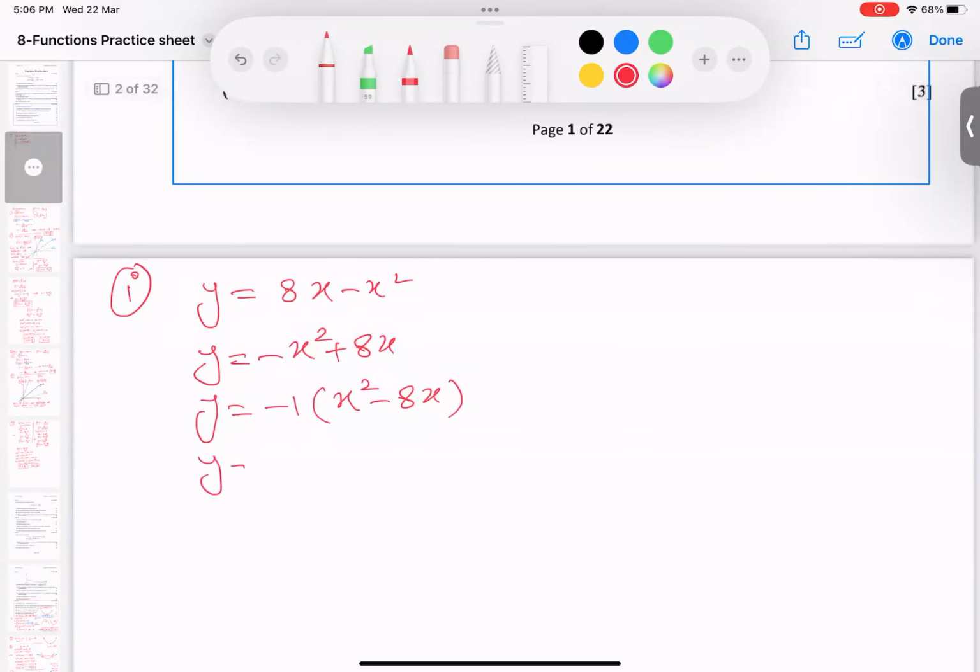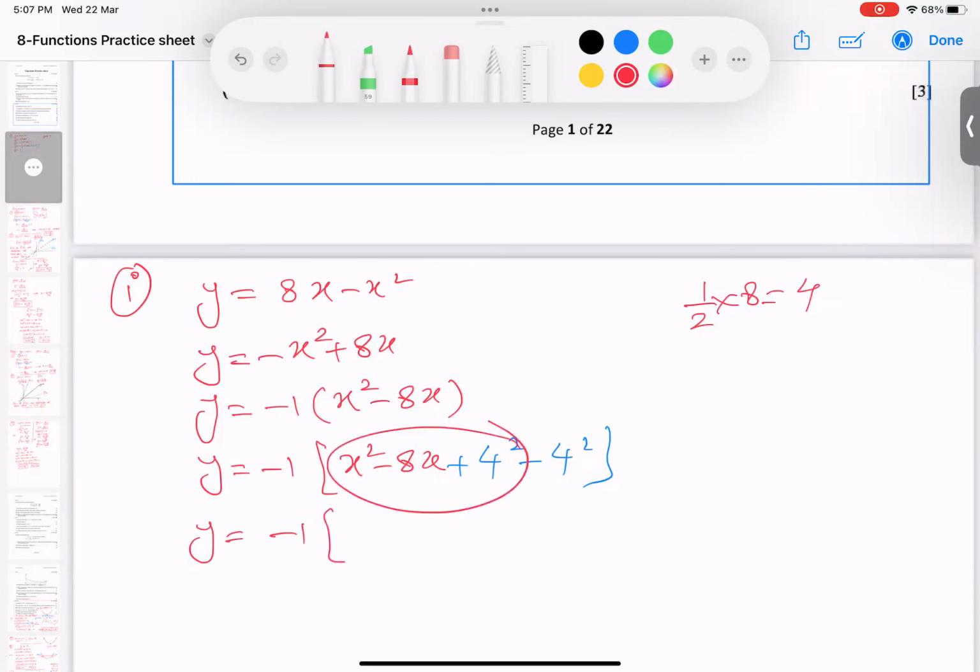After that, what is the next approach? I will copy x squared minus 8x. Now half of 8 becomes 4. And this 4, I will square and add and subtract. Look, I'm showing you 4 squared added and 4 squared subtracted. And then what happens, students? Negative 1 is outside, and these three terms will combine, and you know, x minus 4 whole squared minus 16.